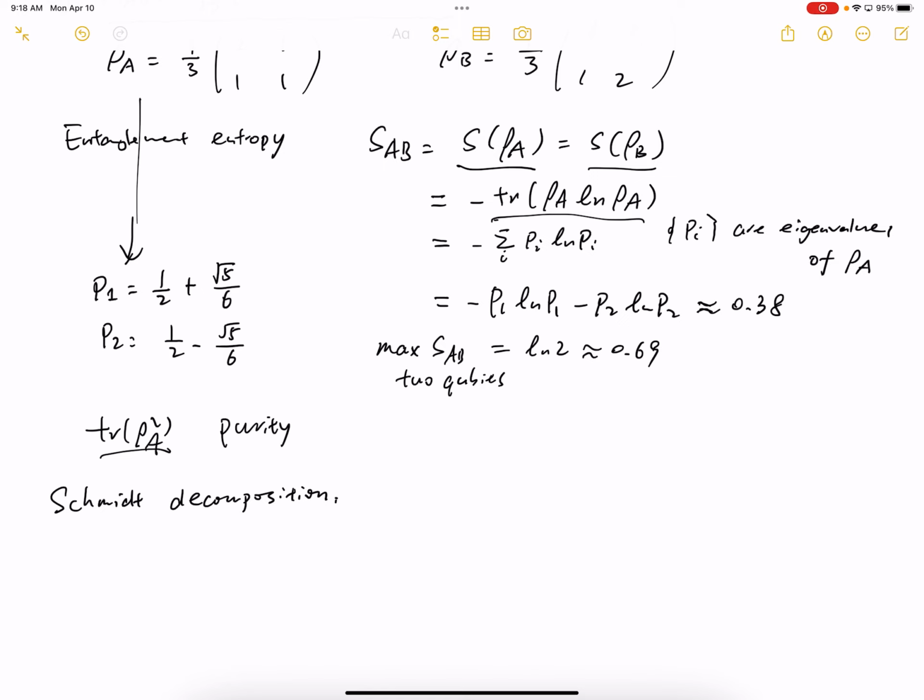It's not very intuitive, especially if, for example, your system A is 1 qubit and your system B is the rest, n minus 1 qubits. How could the entropy of these two be exactly the same? Because one is much larger than the other. And it turns out it has to be the same.